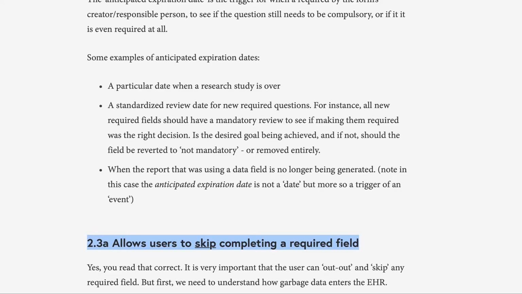Now, of course, if we let users opt out of required fields, we need to track usage of the opt-out feature, right? So it's required for two reasons. One, we need to track the usage of the opt-out feature to know which questions perhaps need improvement because people are opting out of them all the time. And second, we also need to track opt-out usage in case certain clinicians are all the time taking this easy way out or using this shortcut.